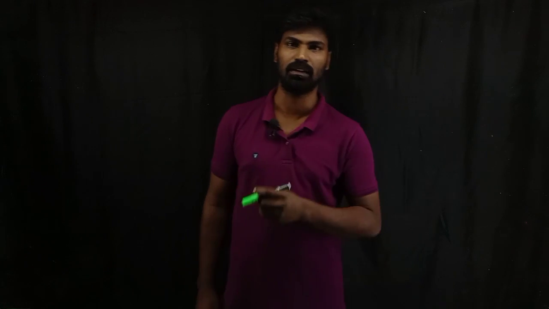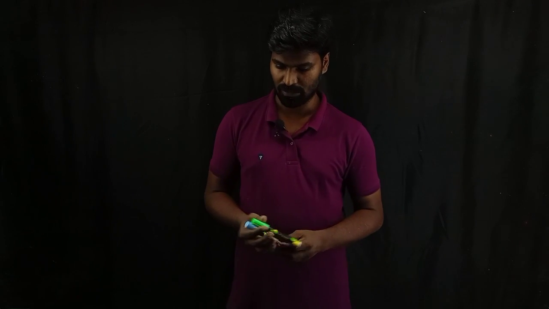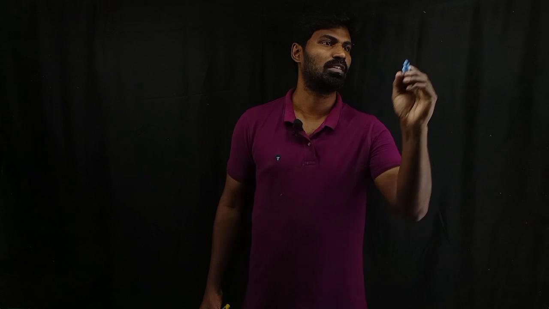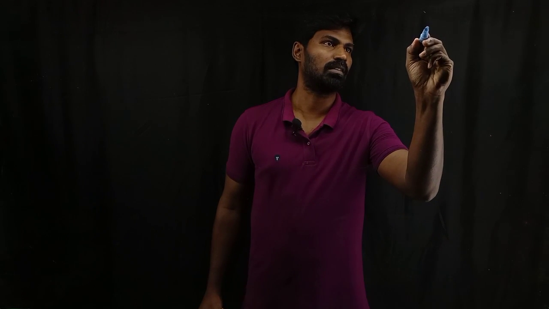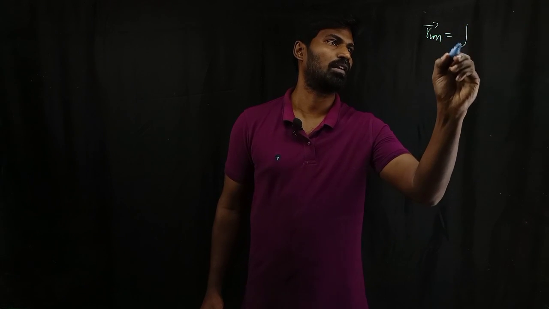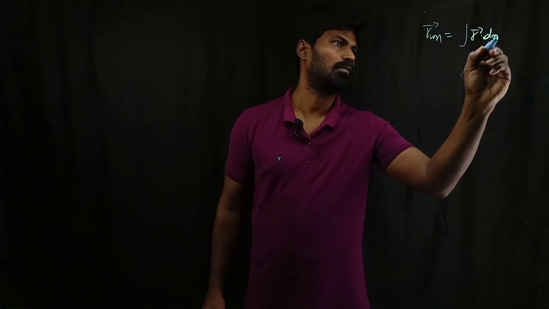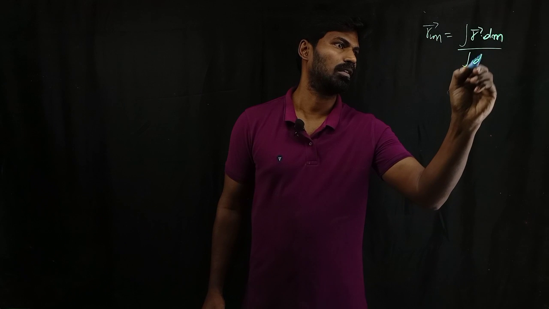Hello everyone. In this lecture, I am going to show you how to calculate the position of center of mass of a continuous mass distribution. In the previous lecture, I showed you how to calculate it for a discrete mass system. In this one, I am considering a continuous mass distribution. So the definition of center of mass for a continuous mass distribution is given by R center of mass is equal to summation over R bar into dm divided by summation over dm.